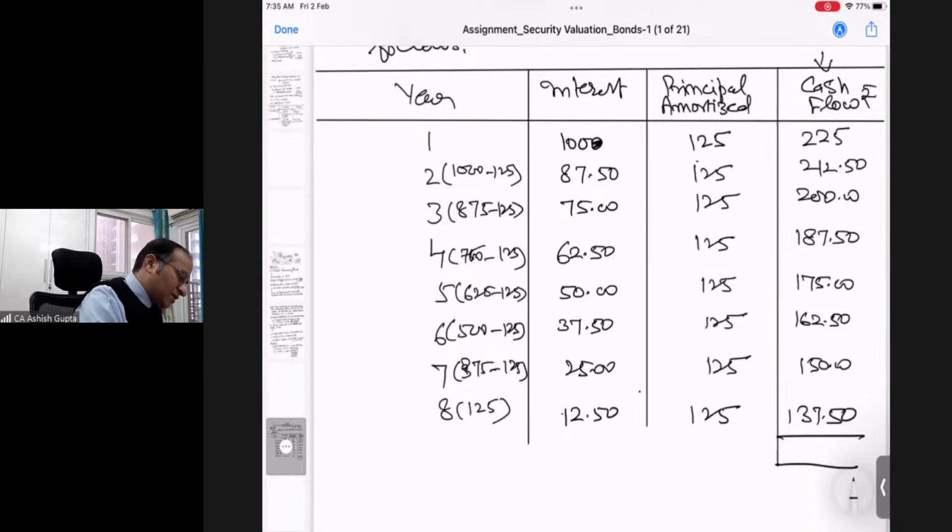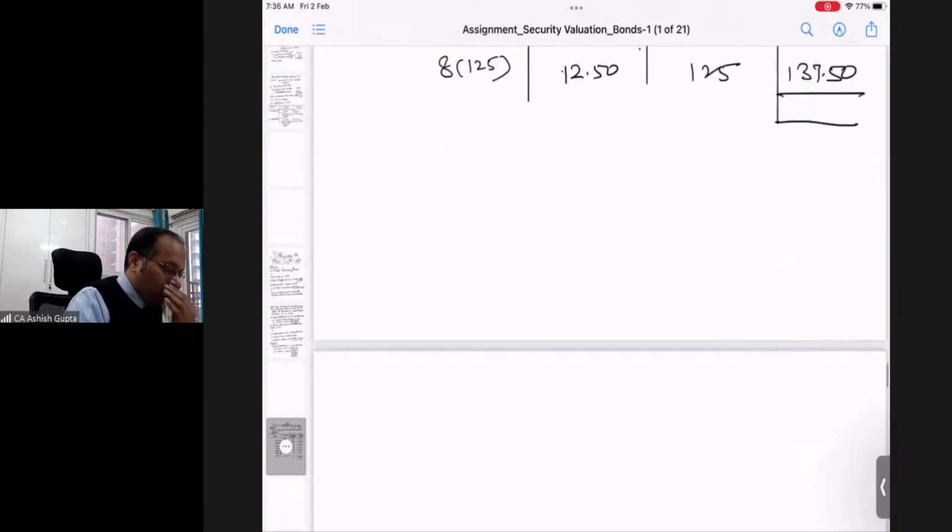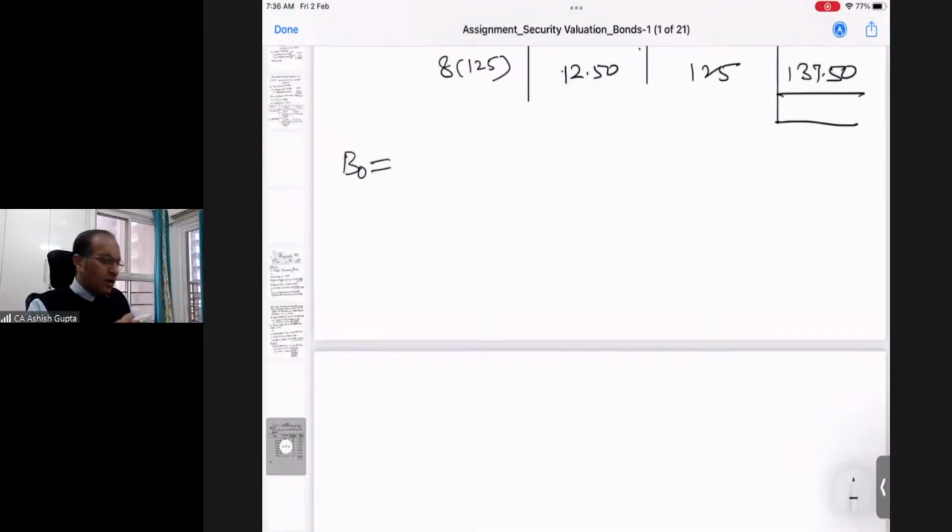Okay, now we shall compute its present value. Either you can do it in tabular form, I am doing it here in equation form. So you can do it both ways. You can even draw one more column along with the present value factor, then it will also be the same.